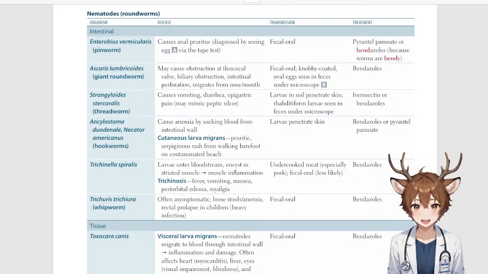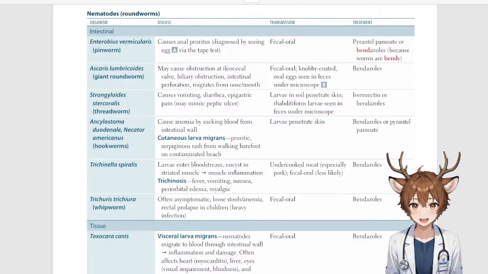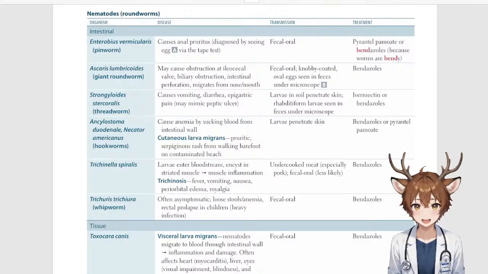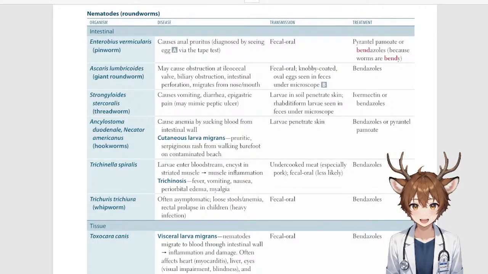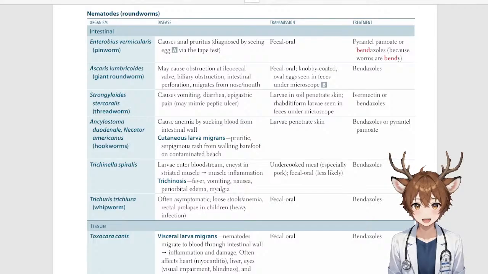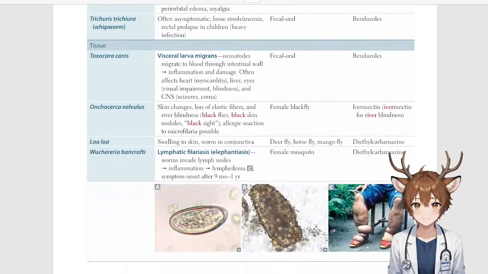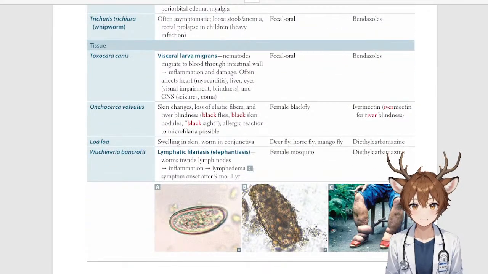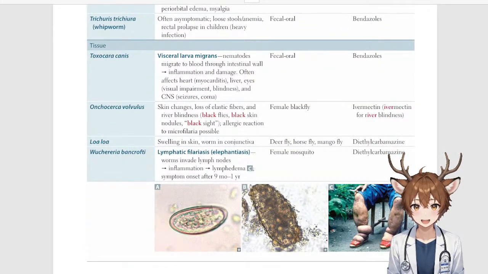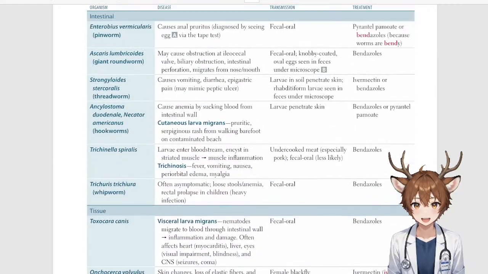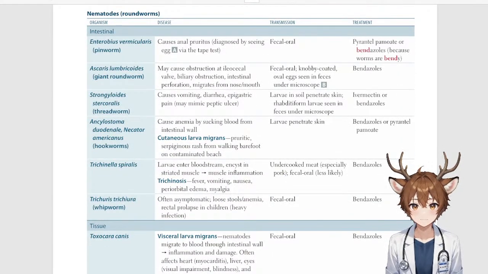Ivermectin or benzimidazoles. What about Ancylostoma species and Necator americanus, hookworms? They cause microcytic anemia by sucking blood from the intestinal wall. Cutaneous larva migrans is something you can get from it, with a pruritic serpiginous rash. That's going to be shown in the picture in C. I don't think you can see it in your notes, but I have a picture for it. Anyway.